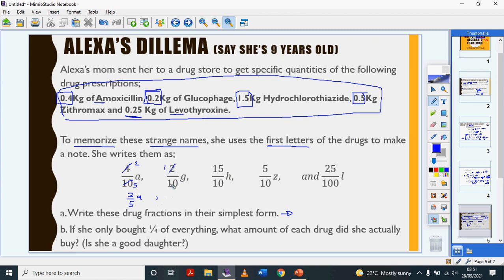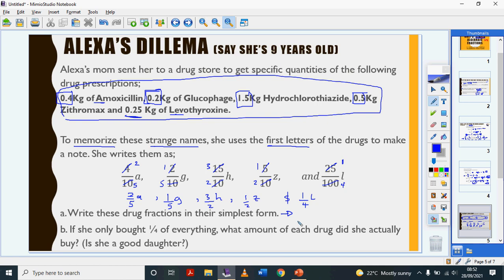Here, dividing by 2, 1 and 5, so I'll have 1 out of 5 G. Here, dividing by 5, 3 and 2, so I'll have 3 out of 2 H. And here, dividing by 5, 1 and 2, so I'll have 1 out of 2 Z. And finally, here dividing by 25, 1 and 4, so I'll have 1 out of 4 L.